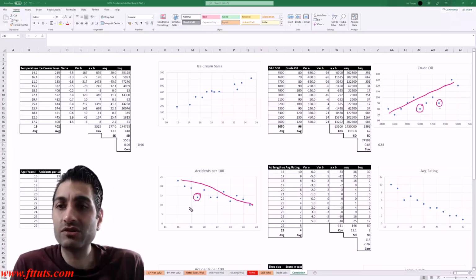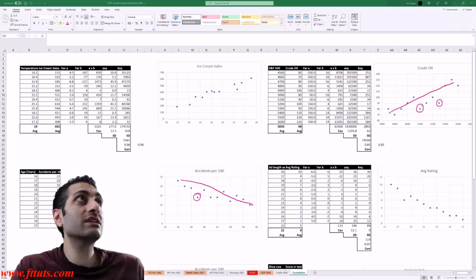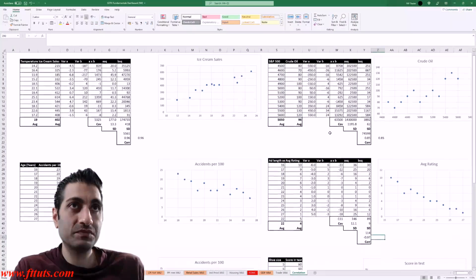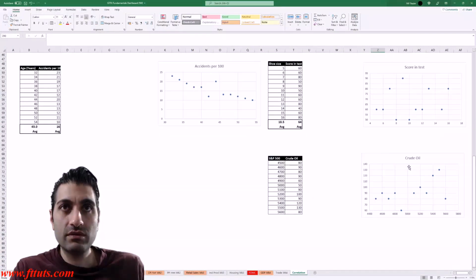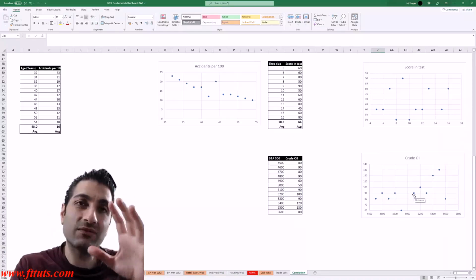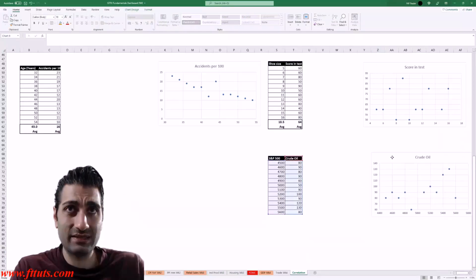Understand the limitations. That's why I wanted you to go through this exercise, so you can see. Sometimes you're going to see examples, and let's have a look at some of them. Do you see this relationship? In fact, this is a fantastic example. Let's do this one next.